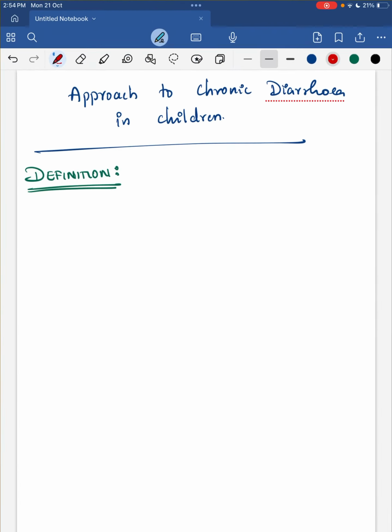Today let's discuss an important topic, approach to chronic diarrhea in children. This can be asked in your university examination as your 10-mark question or as short notes also.